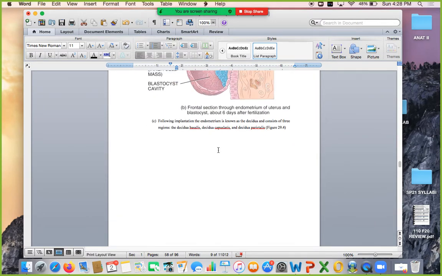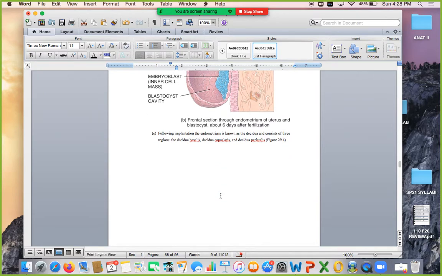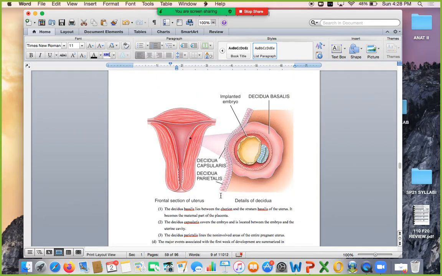After implantation, the endometrium is now called the decidua. So instead of being called the endometrium, it's now called the decidua. It's called the decidua basalis, decidua capsularis, and decidua parietalis. And that looks like this here. Right, so the decidua capsularis is going to be the region that sits right on top of the implanted blastocyst. The decidua basalis is what's going to surround it, and the decidua parietalis is going to be the outermost layer that lies just adjacent to the capsularis. So again, the capsularis is only going to be the part that covers the actual blastocyst.